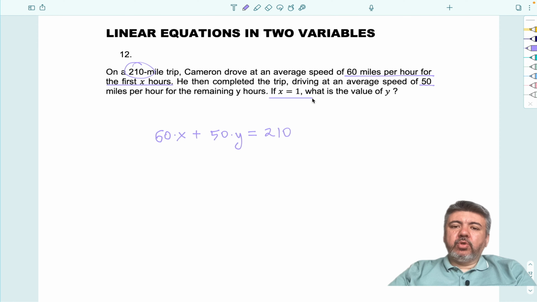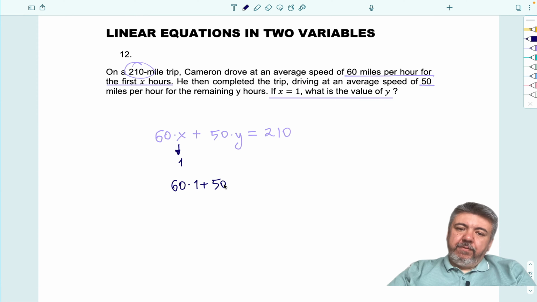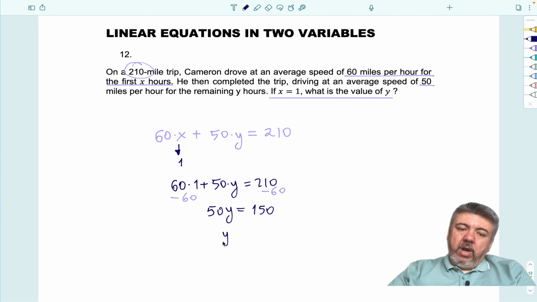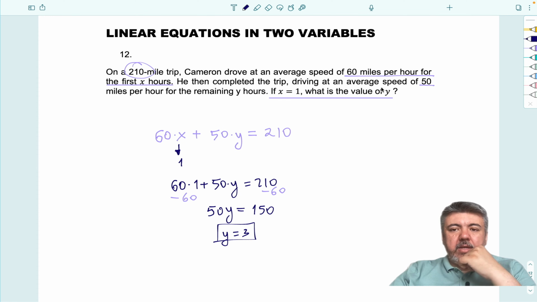They give me x equals 1. So what is y? If x equals 1, I will substitute 1 here. So it's going to be 60 times 1 plus 50y equals 210. 50y equals, you know what, add negative 60 to both sides, it will be 150 divided by 50, y equals 3. So for 3 hours, he drove 50 miles per hour. That's good.